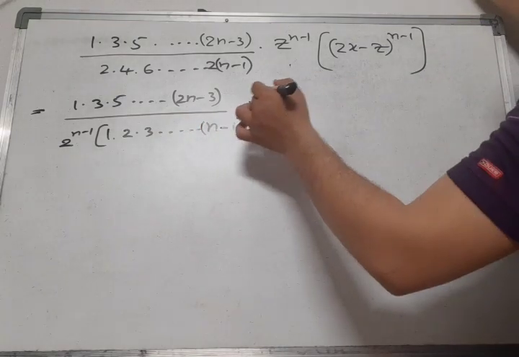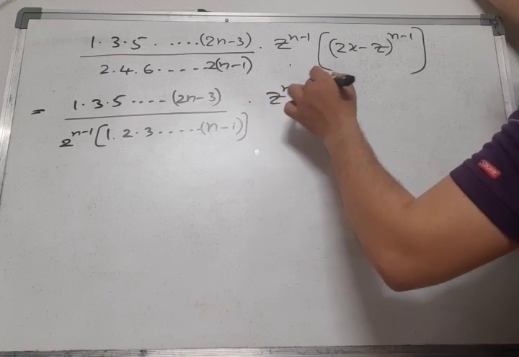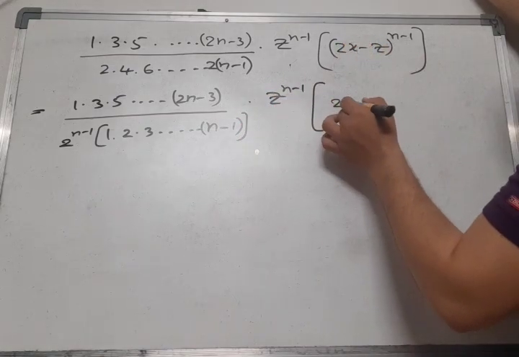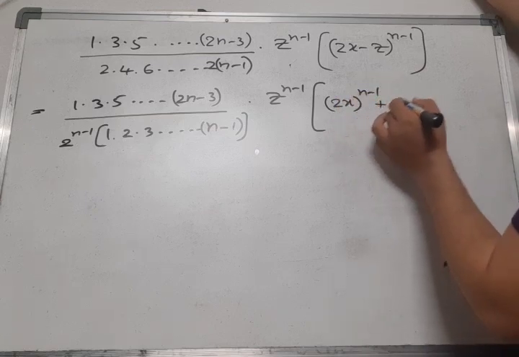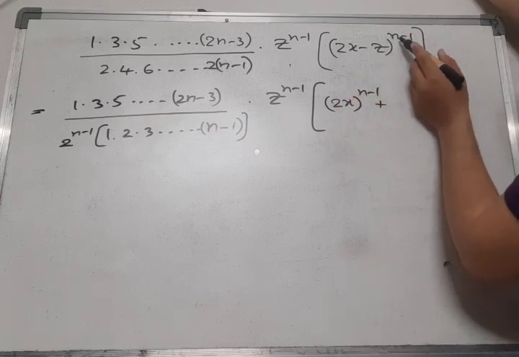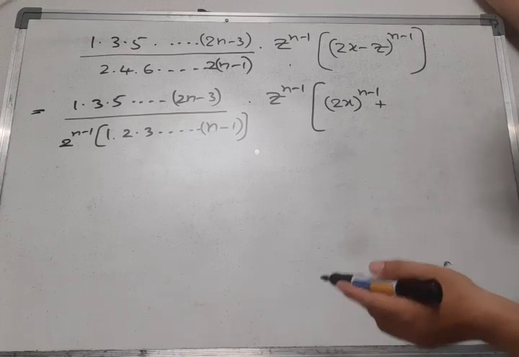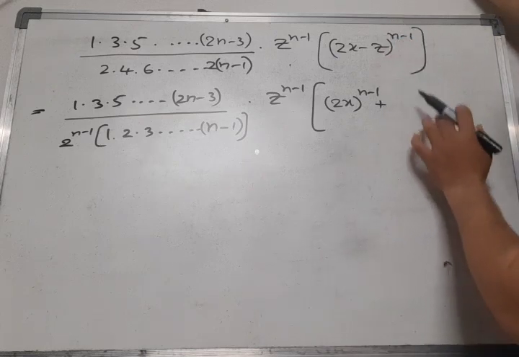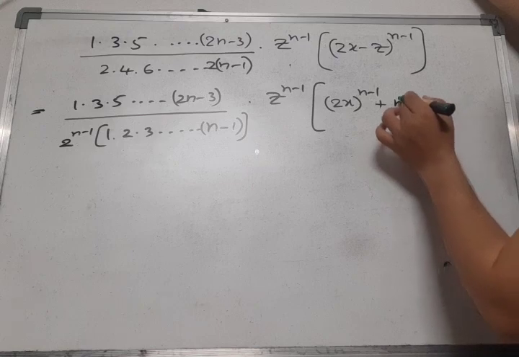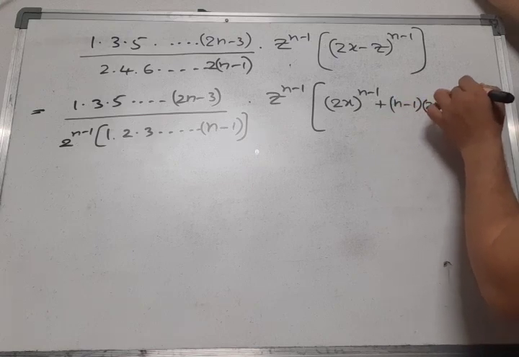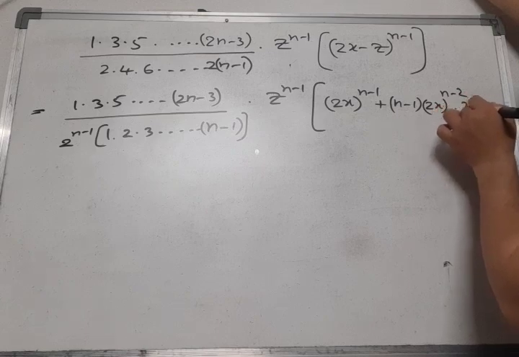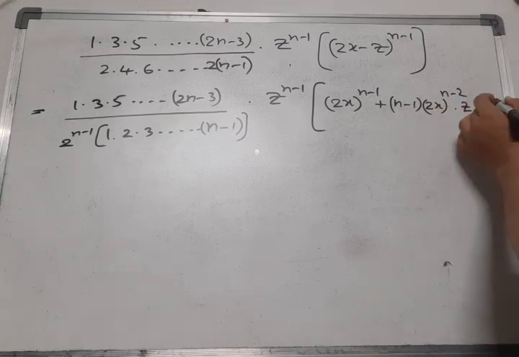Okay, into z to the power of n minus 1, expand this one now, you will get (2x)^(n-1) plus n minus 1 c1, similarly n minus 1 c1 is again n minus 1, into (2x) whole to the power of n minus 2 into z, and plus n minus 1 c2, and so on you will get.